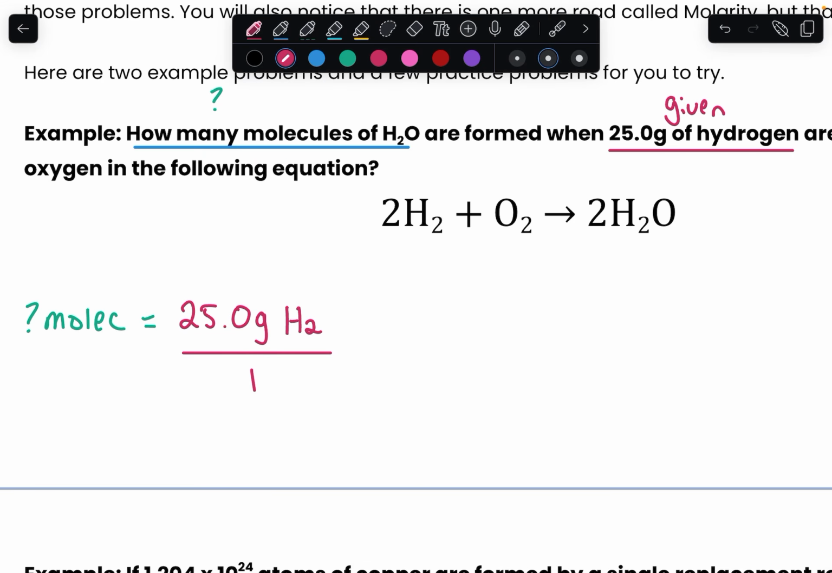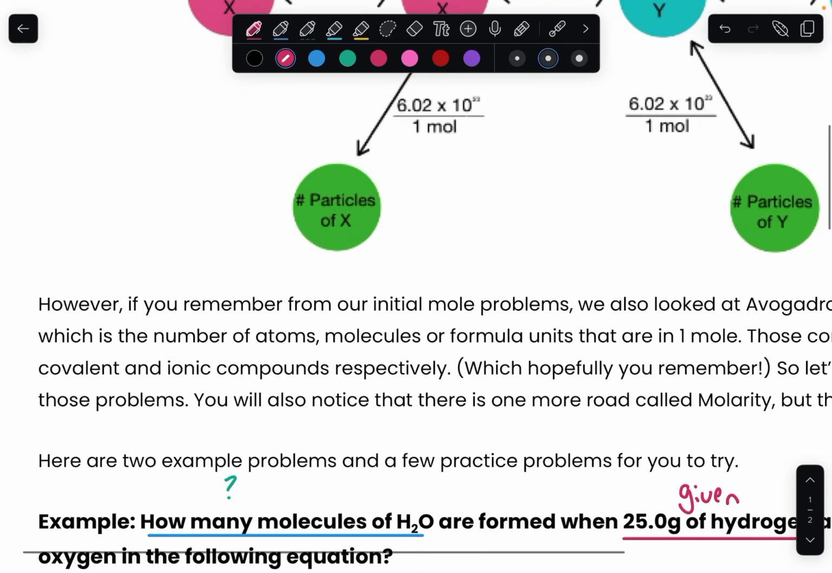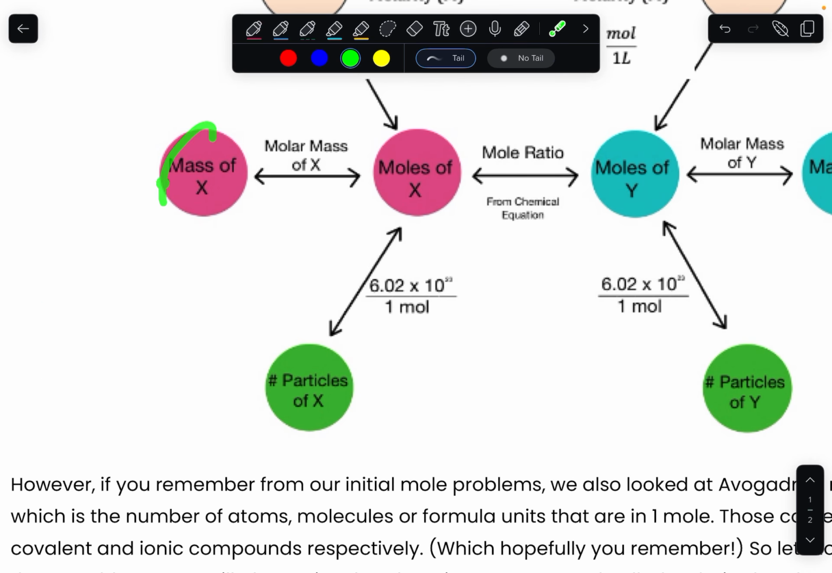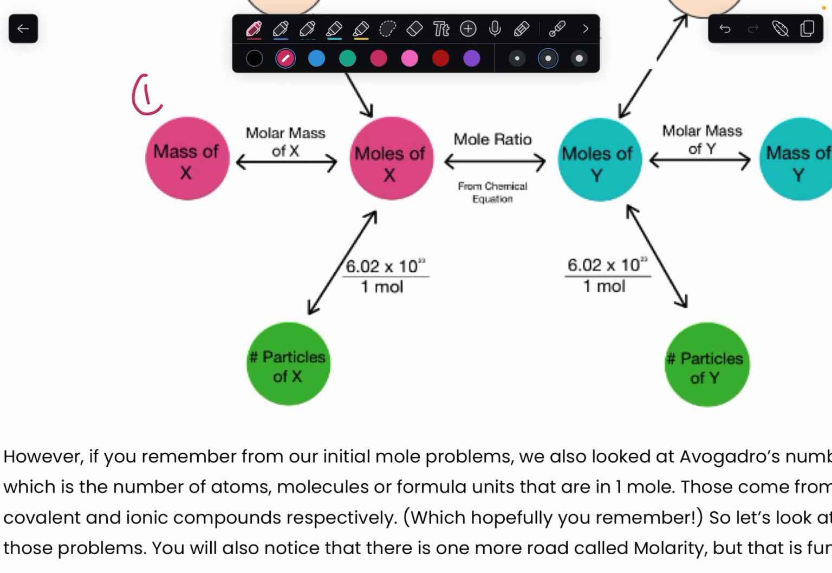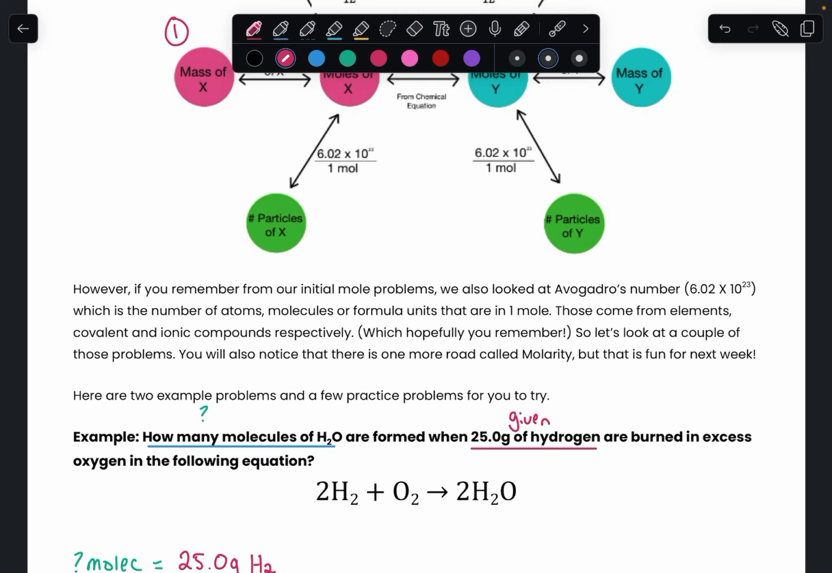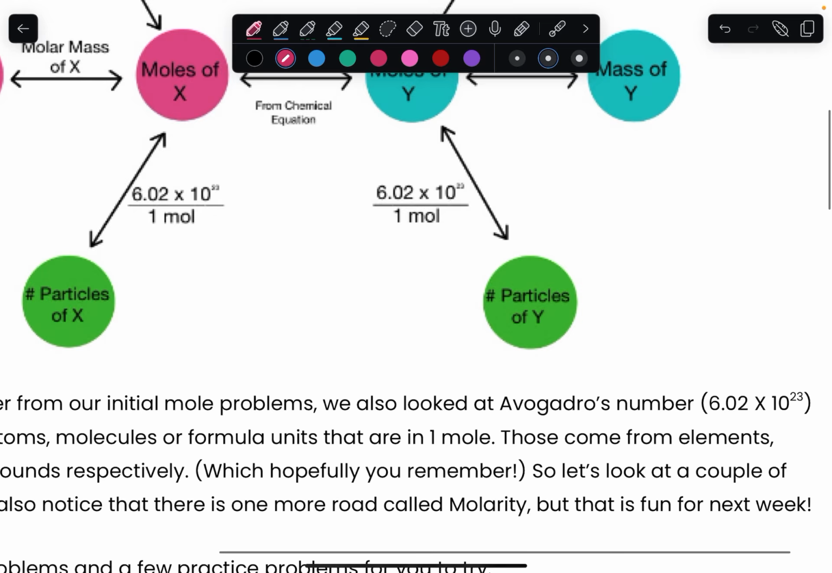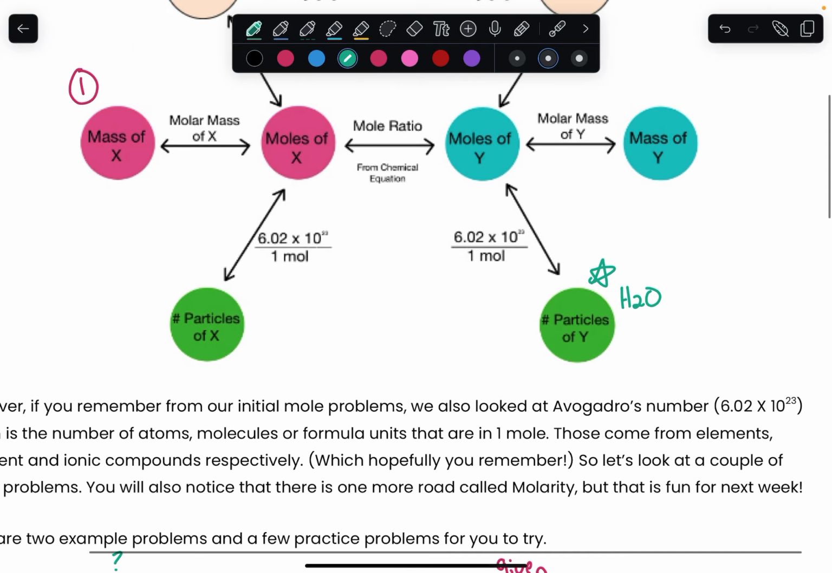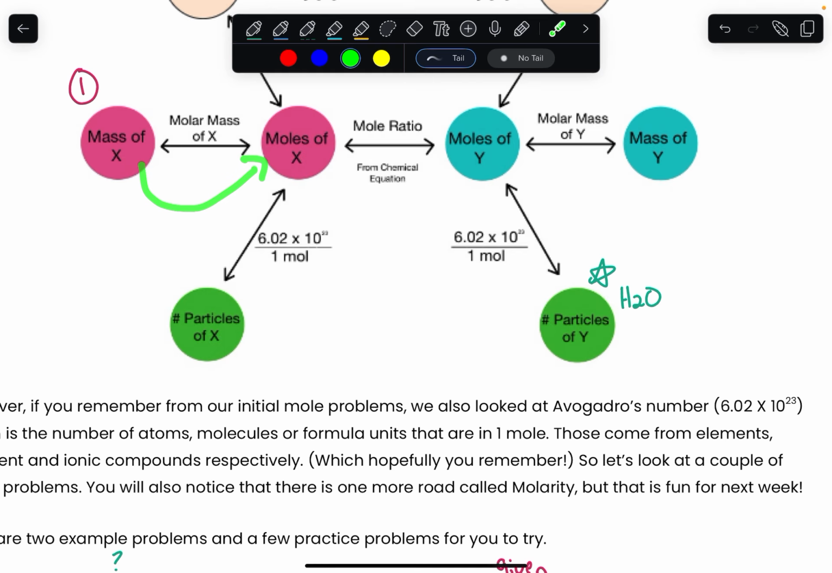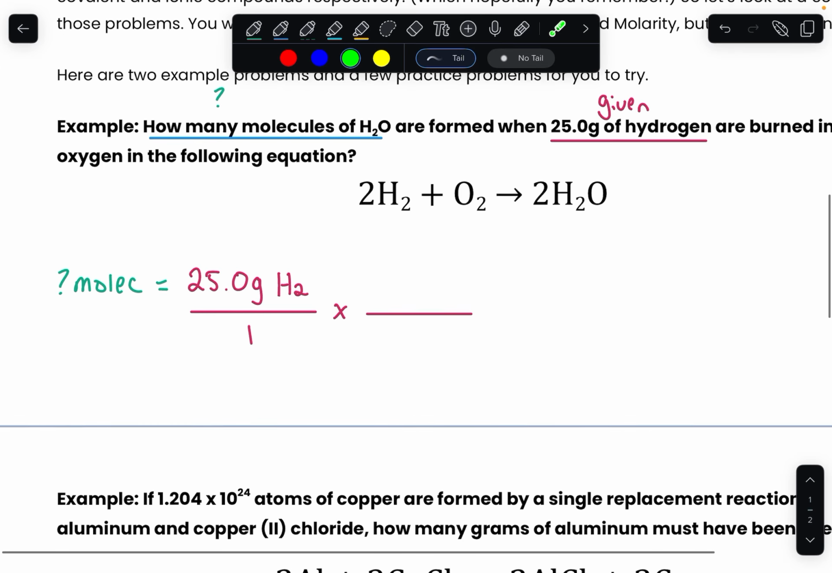Next step, we are going to take a look at this mole map and see where we are. Well, we are in a mass of X here. In order for us to get to our end goal, which is going to be particles or molecules of water, that would fall under the category of our particle here, we know that our next jump is going to be to moles of X. So when in doubt, go to moles in a stoichiometry problem. Let's go ahead and do that.